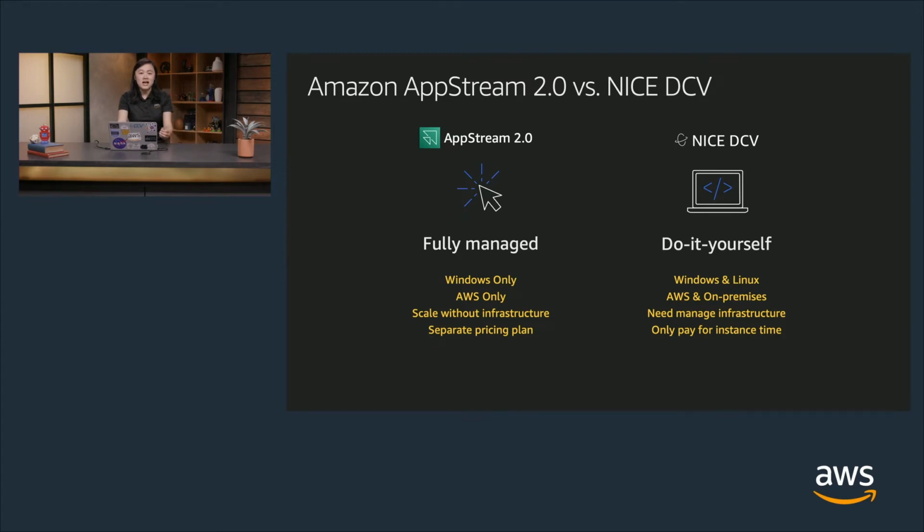Lastly, because AppStream is a fully managed service, it has a separate pricing plan. DCV is completely free to use on AWS, and you only pay for the underlying instance usage. However, there's a fee associated with DCV for on-prem use cases, which I will go over later. To summarize, AppStream is fully managed, Windows only, and AWS only. DCV is free on AWS, it's a do-it-yourself solution, and it works for both Windows and Linux.